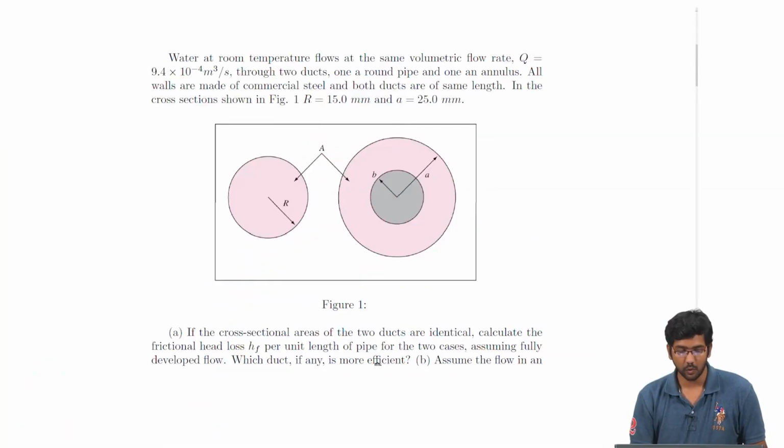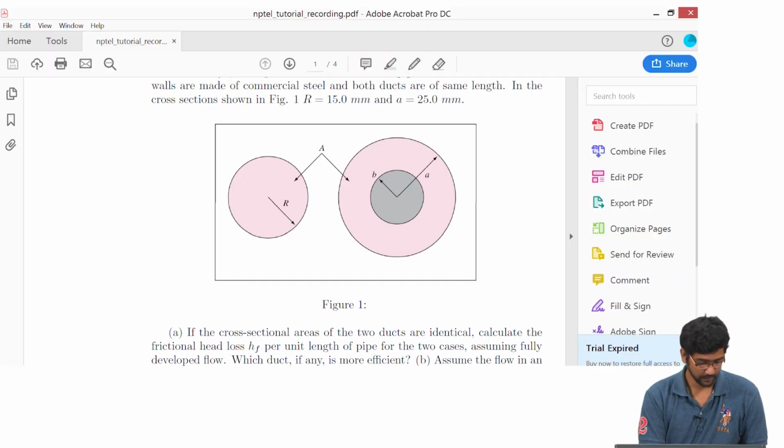The problem that we are going to solve today is this: water at room temperature flows at the same volumetric flow rate Q equals 9.4 × 10^-4 meter cube per second through two ducts. One is the round pipe, the other is the annular pipe, which you can see in the figure. All walls are made of commercial steel, and both ducts are of the same length and the dimensions are given. Our objective is to calculate the head loss in the two pipes and comment on the efficiency of the two pipes. So, let us see how to solve this.